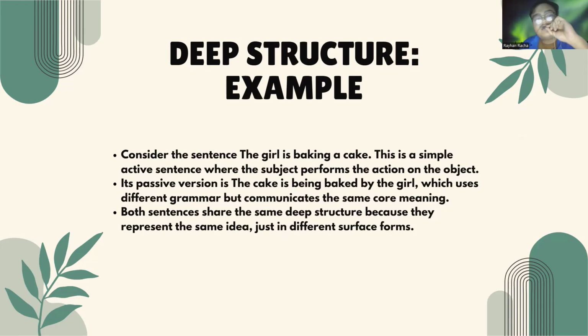And then we have the passive version, which is the cake is being baked by the girl, which uses different grammar but communicates the same core meaning. So the passive form changes the order but not the roles. It still describes the same event, only with a different structure. So this means both sentences share the same deep structure because they represent the same idea, just in a different way. They deliver the same meaning beneath their surface differences.